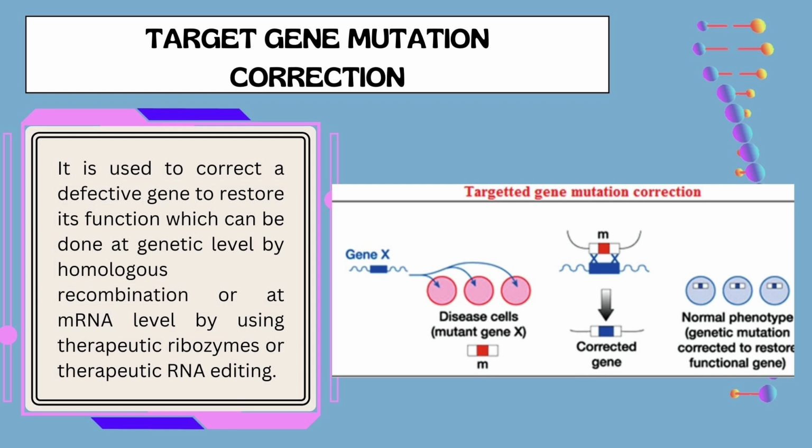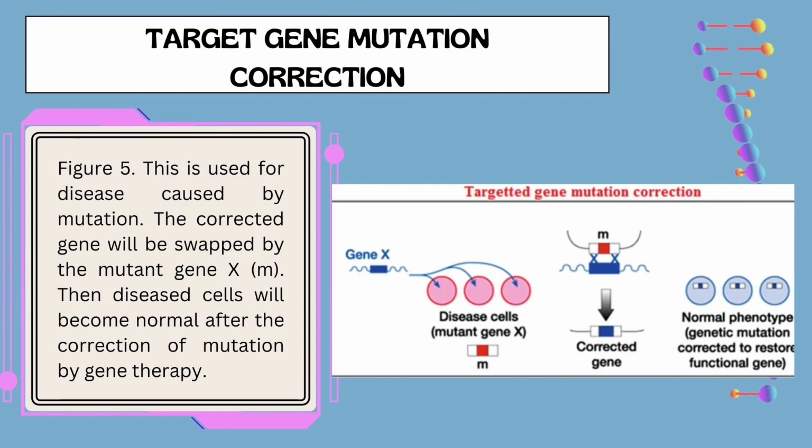In summary of this gene mutation correction, gene therapy aims to restore the function of a defective gene by either replacing it with a normal copy at the genetic level, or homologous recombination, or by correcting the mRNA. Also, this gene mutation correction offers promising avenues for treating a wide range of genetic diseases and holds the potential to revolutionize healthcare. Here in Figure 5, this is used for disease caused by mutation.